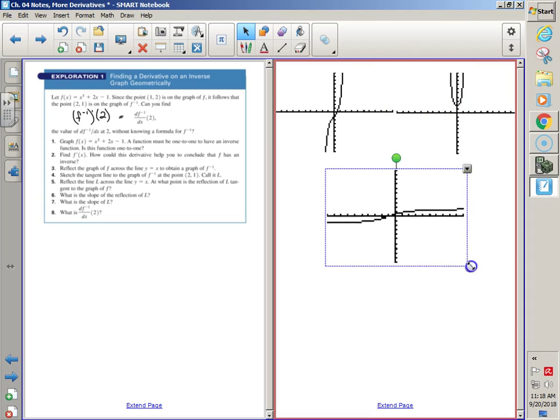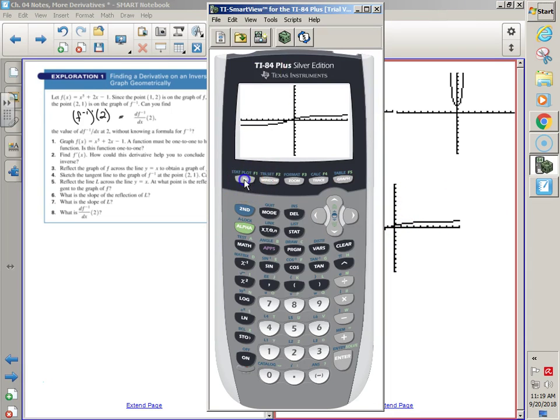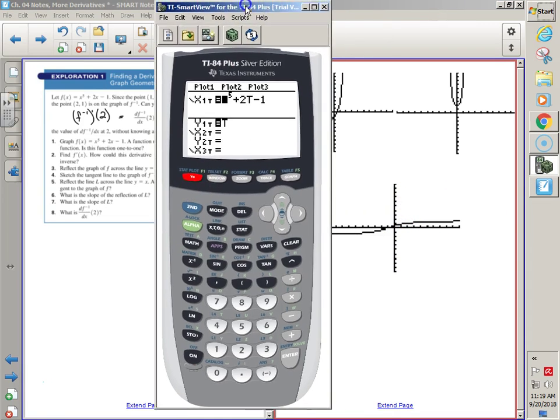But look, I got it on my calculator. How'd I get it? I cheated. X equals y to the 5th plus 2y minus 1. I cheated in parametric mode. It's a thing. That's pretty cool.